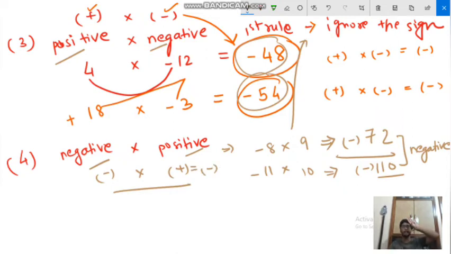Okay, so there are four types of questions we have discussed. Positive into positive integer, which will give you a positive integer. Negative into negative, again that will give you a positive integer. Third, positive into negative, that will give you a negative integer. And the fourth one, negative into positive, that will give you a negative integer. So two cases where you get positive answers and two cases where you get negative answers.